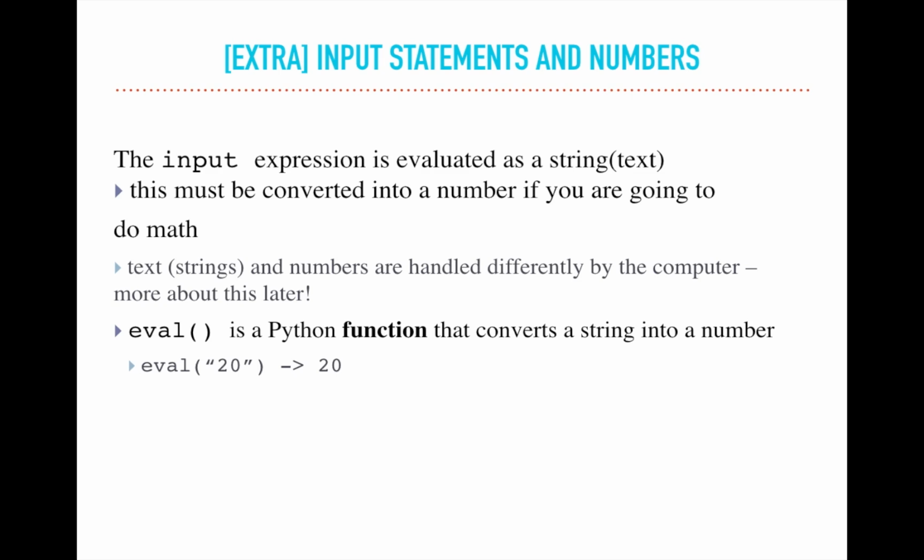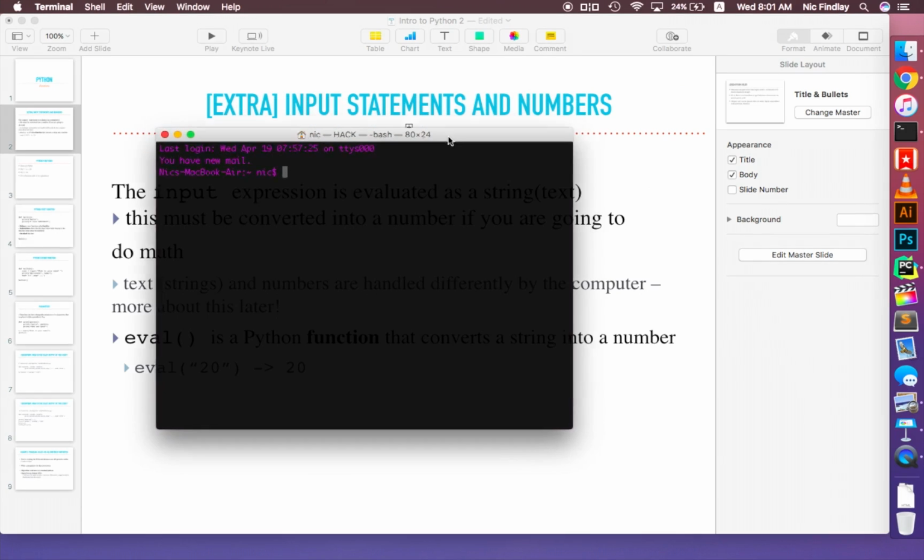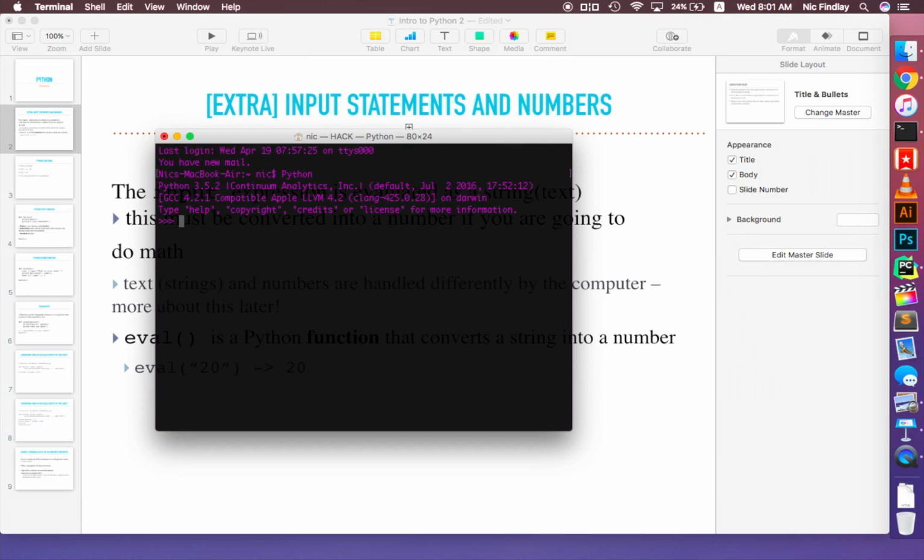I'll talk a bit more about this later, but the function that we use is called eval, which converts a string into a number. So if we are evaling a string, it converts it into a number. Okay, so let's open up the terminal and go into our Python interpreter. Let's say number equals, a string, because of the inverted commas, number equals 21.